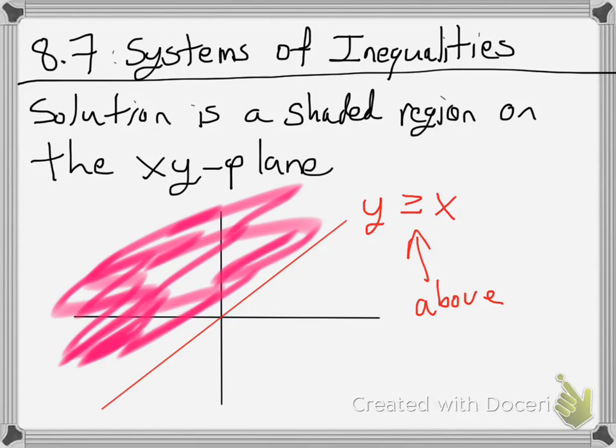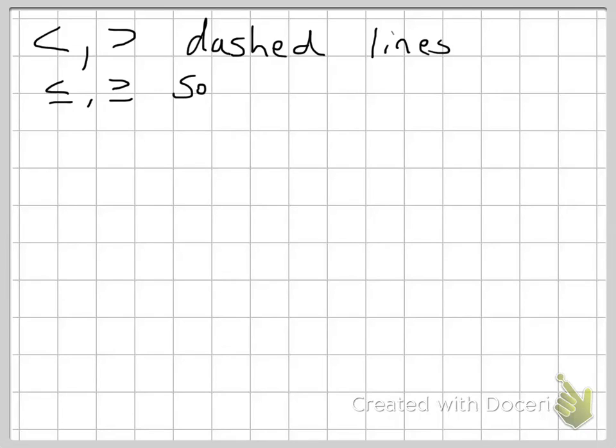Now you can always do a test point. The easiest one to test is 0, 0. However, in this one, the line goes through 0, 0, so we can't use 0, 0. So I could test something like 1, 0. So if we had 1, 0 here, you'd have 1 is greater than or equal to 0, because the x is 0 on the y-axis, and that would be true. So we'd shade where it's true, which is above. Now let's mention that if you have strict inequalities, less than and greater than, you're going to have dashed lines. If it's less than or equal to or greater than or equal to, then you'll have solid lines when you do your graphs.